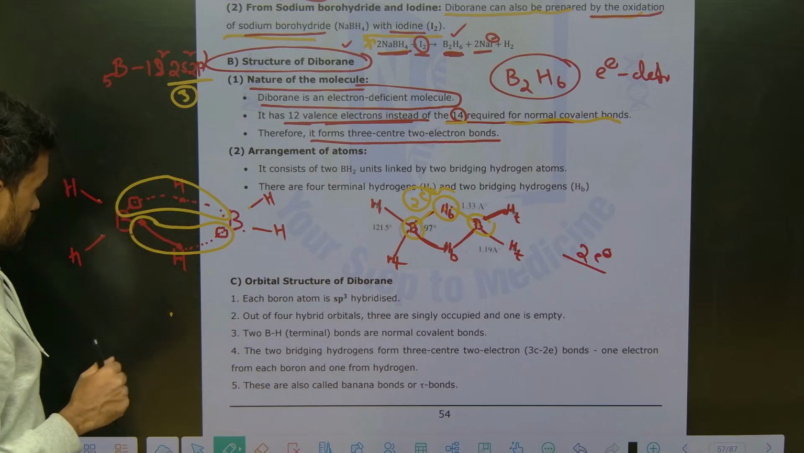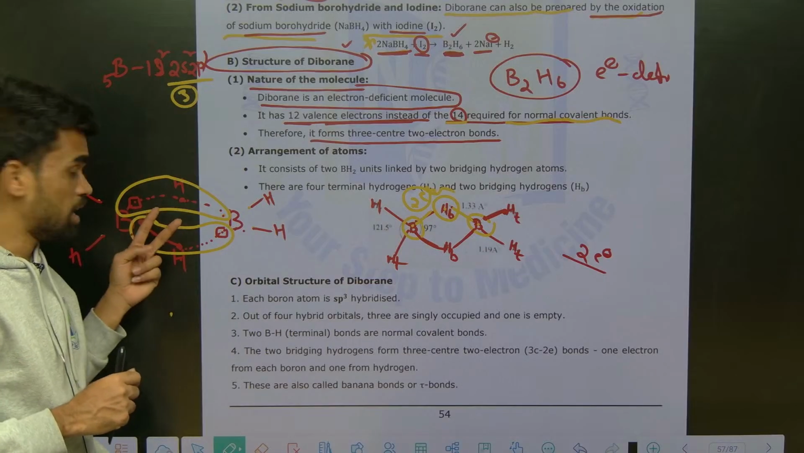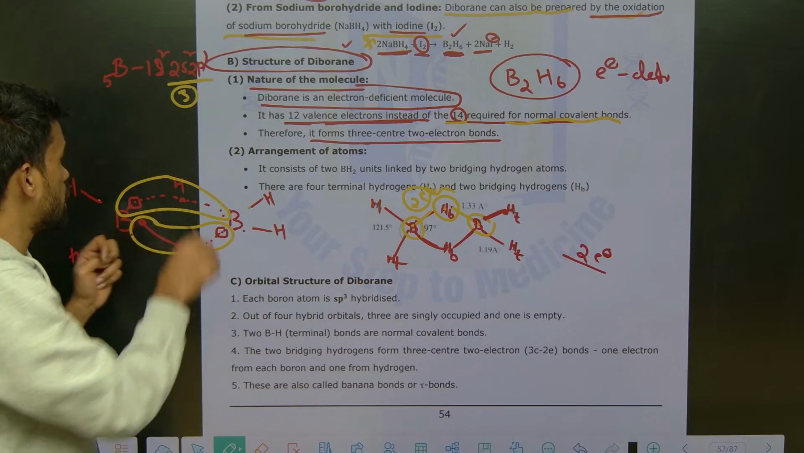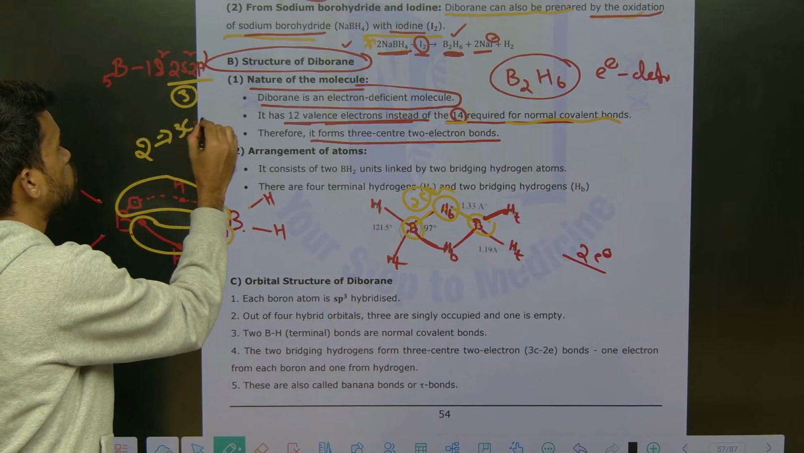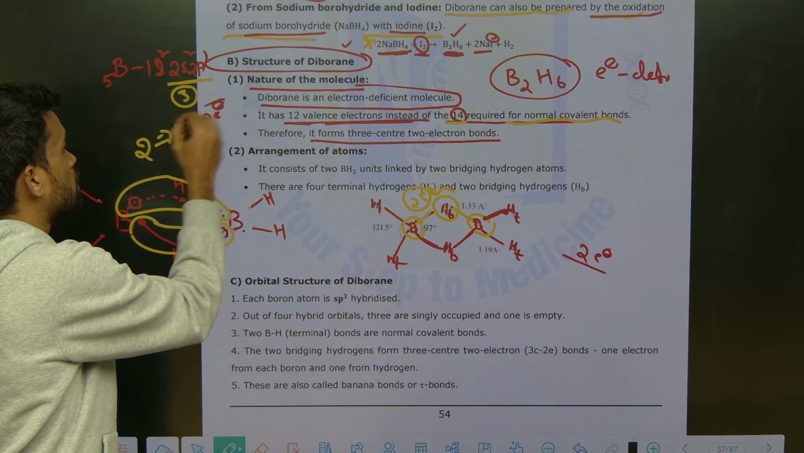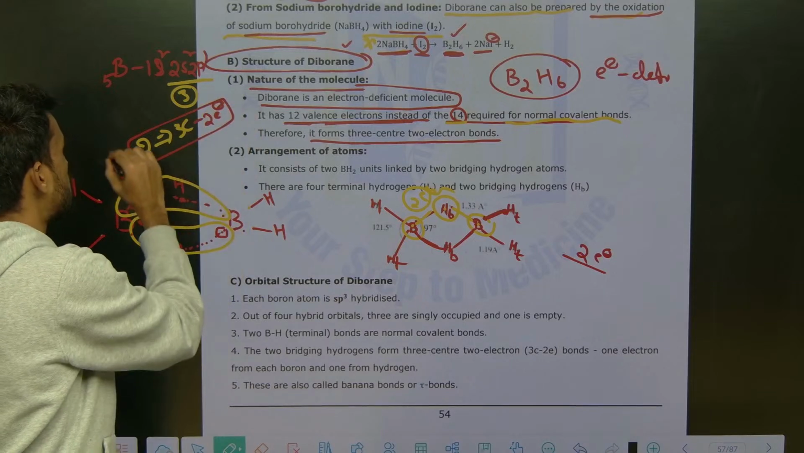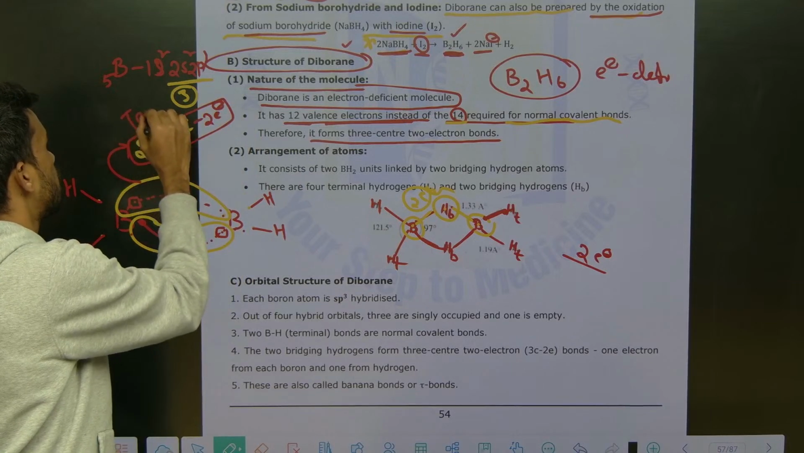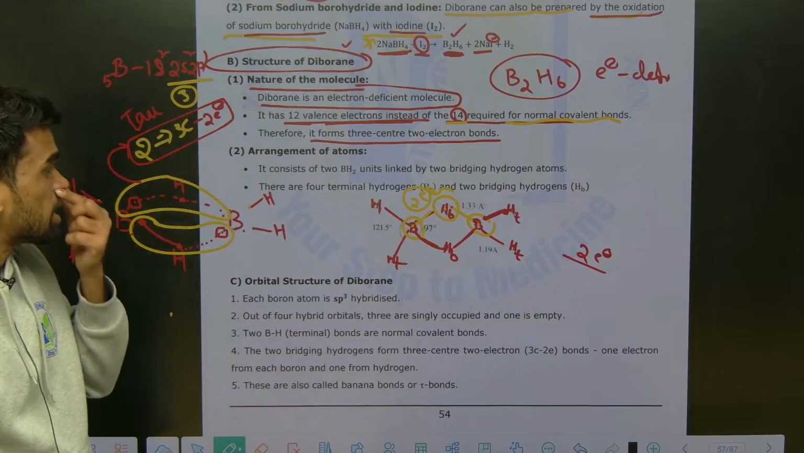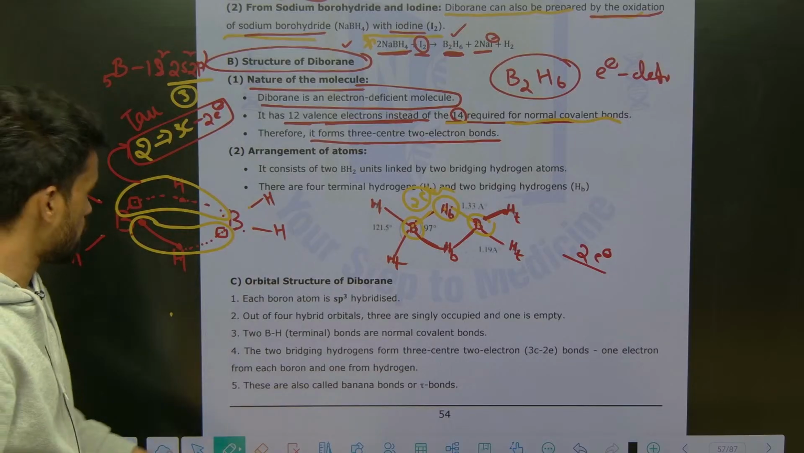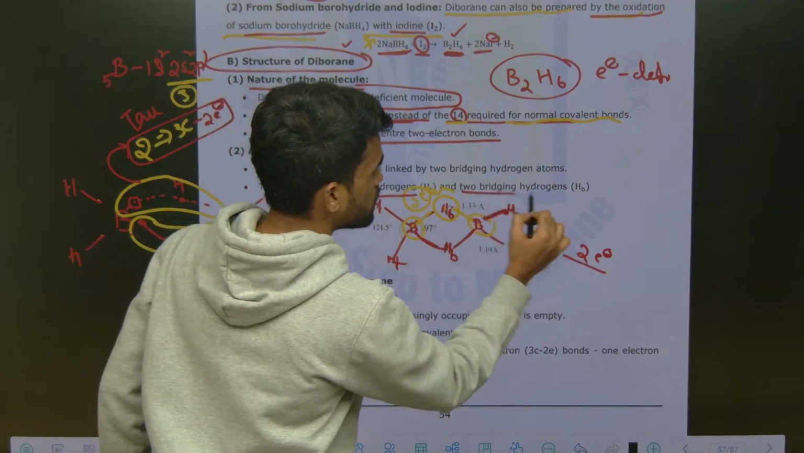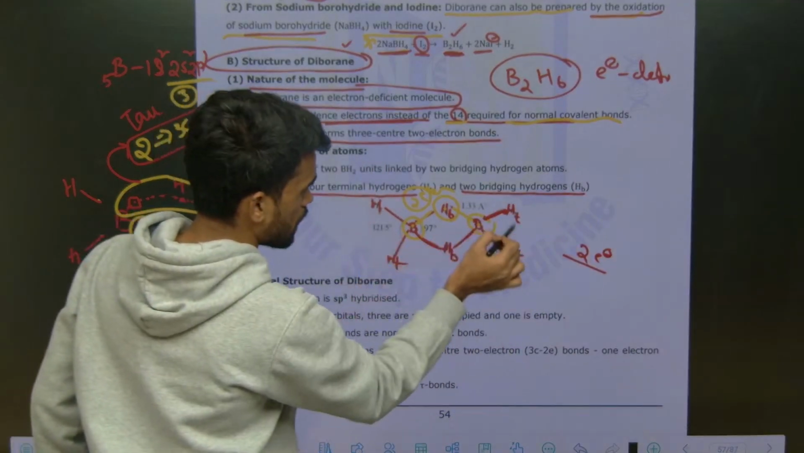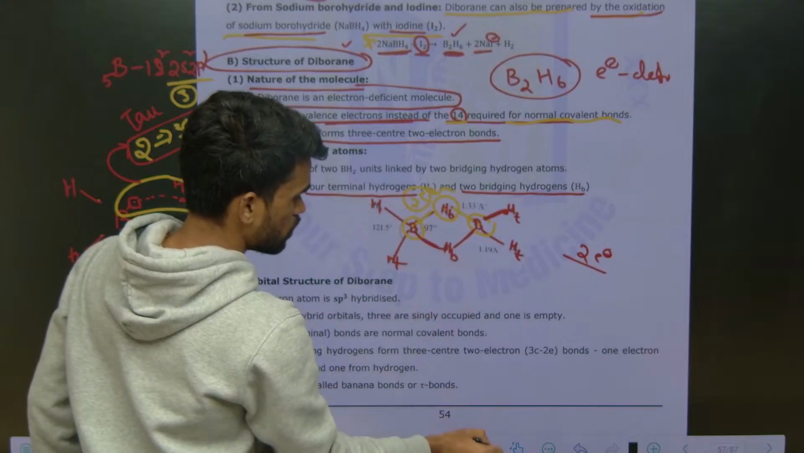So there are 3-center 2-electron bonds. How many are there? There are 3-center 2-electron bonds. Just remember, this is also called a tau bond, and also called a banana bond. Remember this. There are 4 terminal hydrogens and between them we have 2 bridged hydrogens.